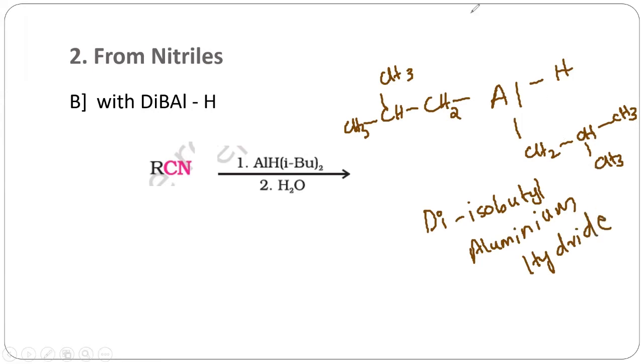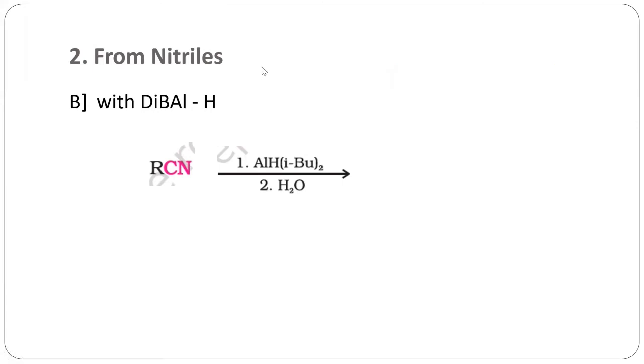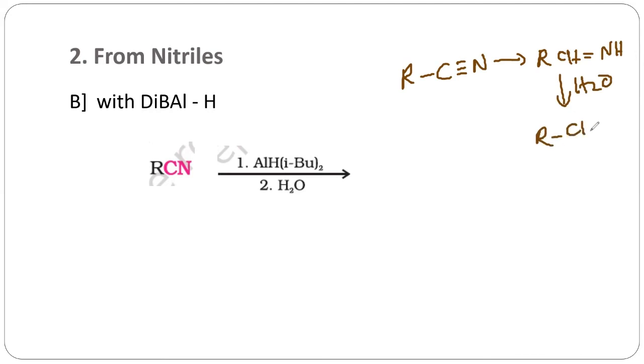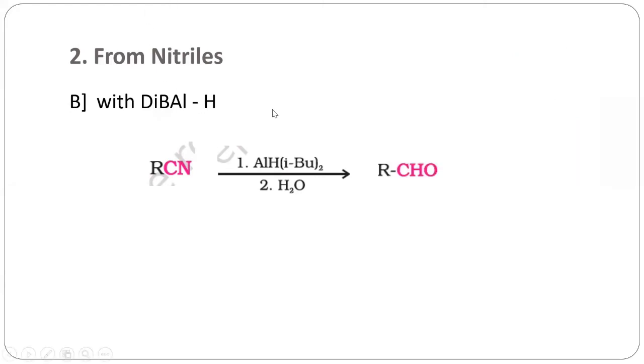DiBALH is a good reducing agent. Here DiBALH again will reduce RC triple bond N to RCH double bond NH, and on hydrolysis the double bond NH will go and you will get RCH double bond O. So reduction with DiBALH and further hydrolysis will convert the nitrile to aldehyde.